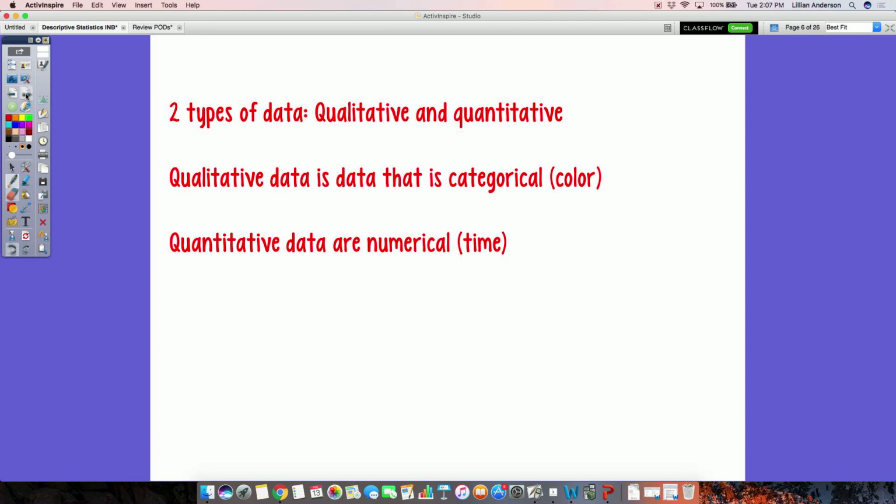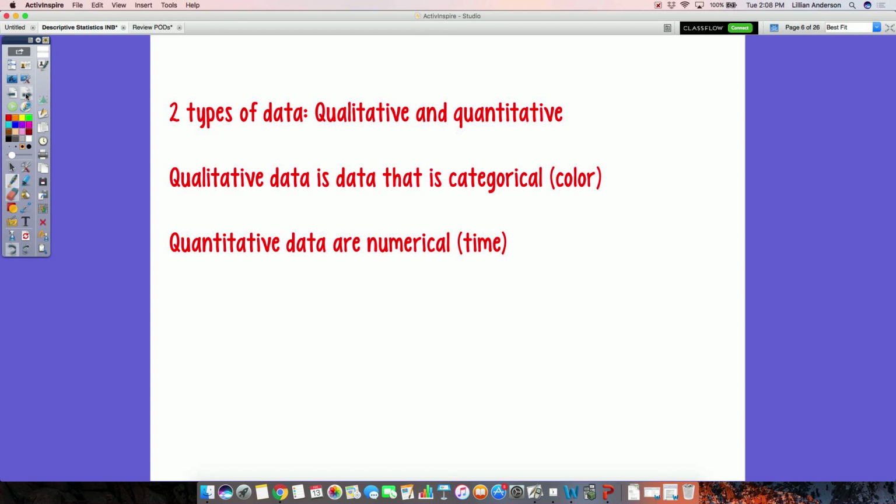So there's two types of data that we are dealing with when you're collecting data. You have qualitative and you have quantitative data. Qualitative is the type of data that is categorical, such as you take a survey of people's favorite color, or you take a survey of people's favorite candy bar. That is an example of qualitative data. Okay, you place it into categories.